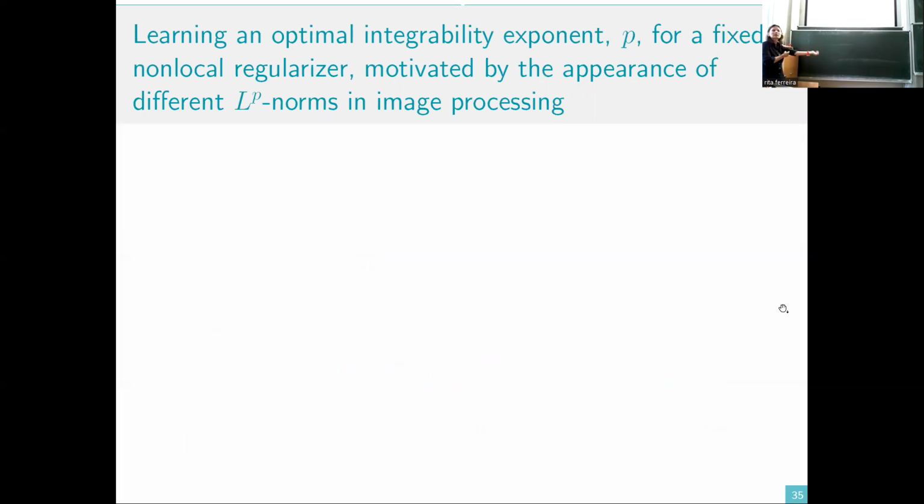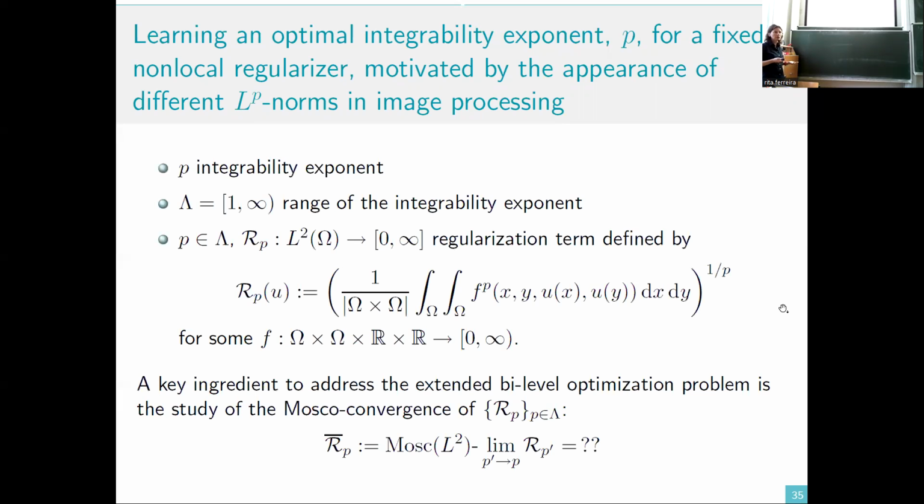Now, if I have the time, let me go to the next application, where we are going to study the optimal integrability exponent. The motivation behind it is that in this imaging business, you often find different L^p norms. That's why we were addressing this too, trying to find the optimal integrability exponent. Here, our parameter is called p, which is the integrability exponent. The admissible range is from 1, including 1, to infinity, but excluding infinity. And our regularizers then look like this, some kind of L^p norm for these non-local functions.